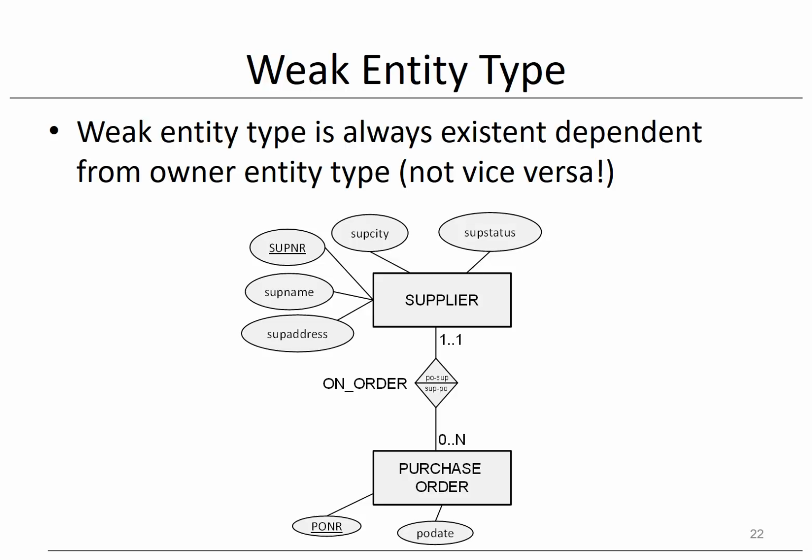Note, however, that an existence dependent entity type does not necessarily imply a weak entity type. Consider the example in this figure. The purchase order entity type is existence dependent on supplier as indicated by the minimum cardinality of 1. However, in this case, purchase order has its own key attribute type, which is purchase order number, PONR. In other words, purchase order is an existence dependent entity type, but not a weak entity type.